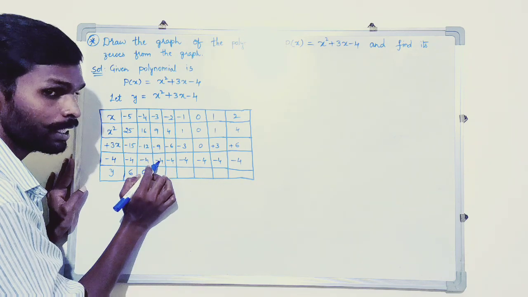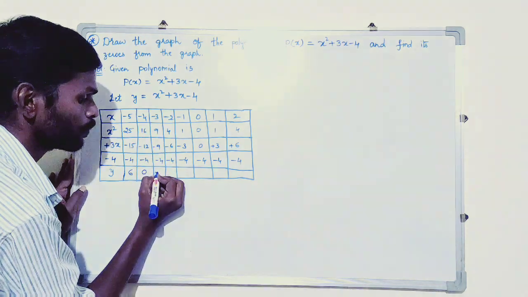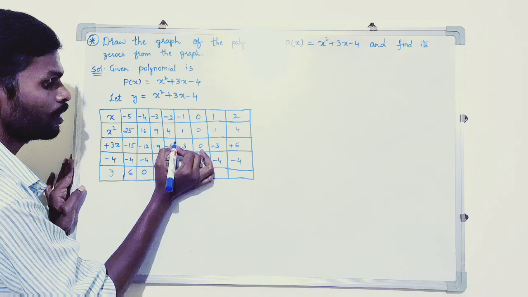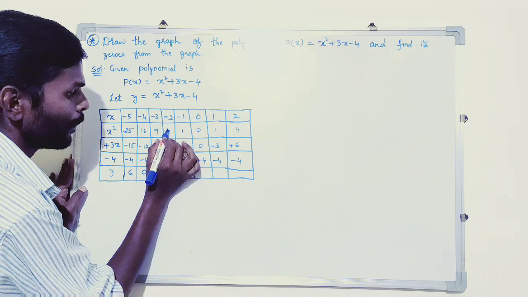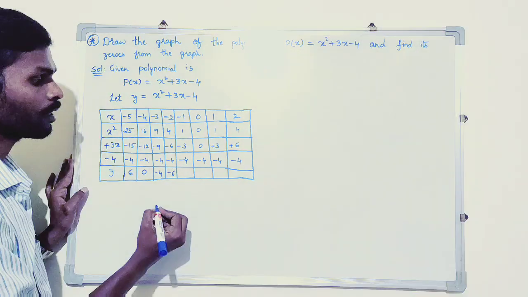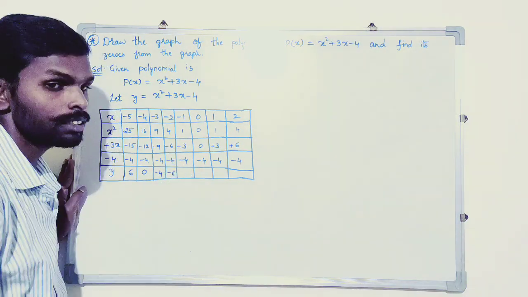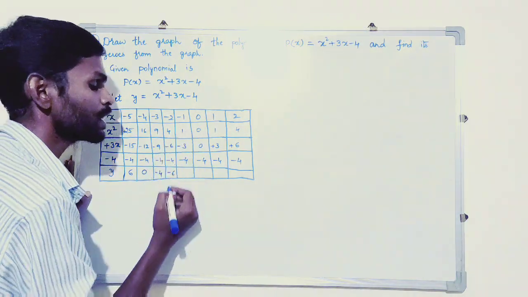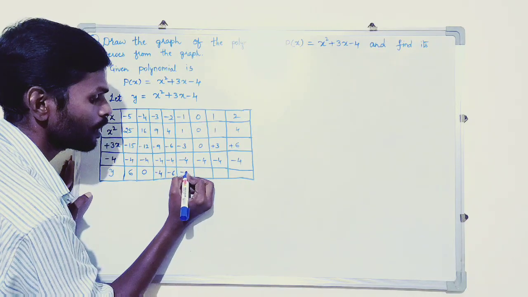Again, minus 9 minus 4, minus 13. Minus 13 plus 9, minus 4. Next, minus 4 plus 4, 0, and minus 6 will remain. Minus 4 minus 3, minus 7. Minus 7 plus 1, minus 6.